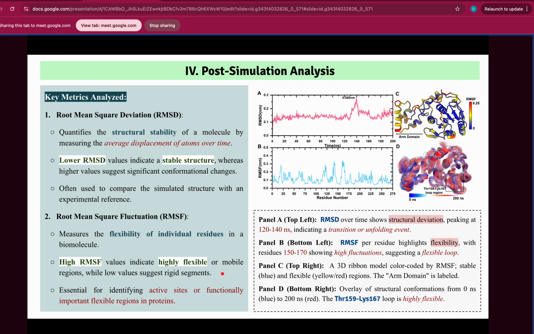So if the RMSF is high, that will tell me which atoms or residues are highly flexible. It can help me understand which regions in the full protein are highly flexible or mobile. It is essential for identifying the active sites or functionally important flexible regions in proteins.